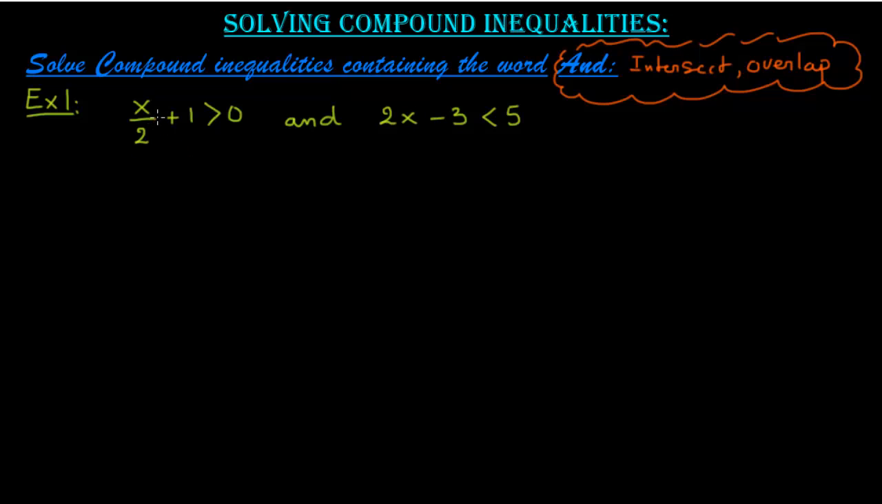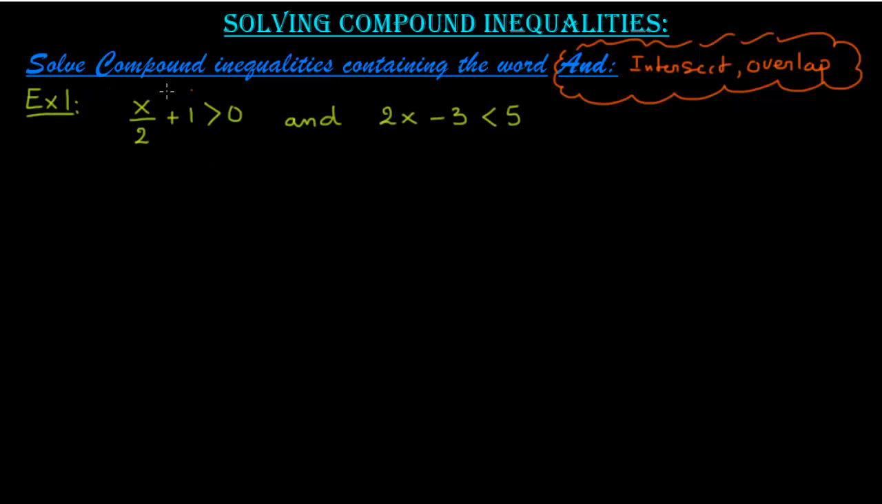So in example 1, we have x divided by 2 plus 1 greater than 0 and 2x minus 3 less than 5. So we're going to solve each individual inequality, and we combine them later on when we graph both of them on the same real number line.